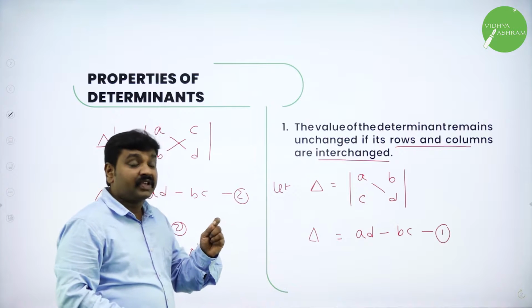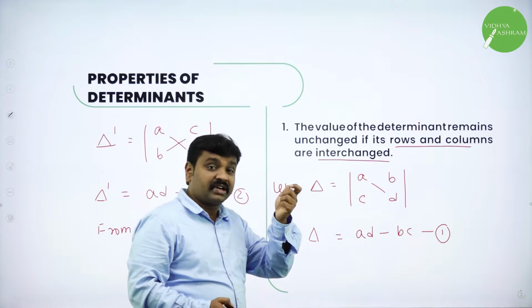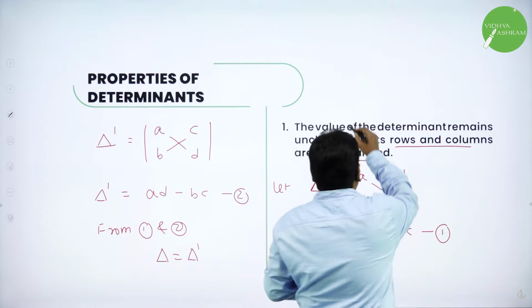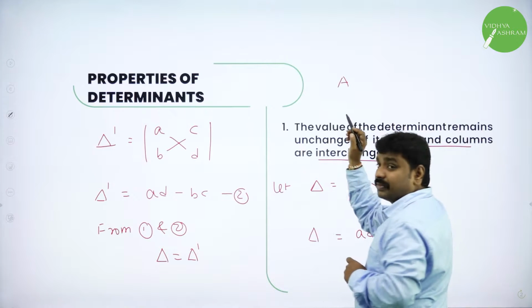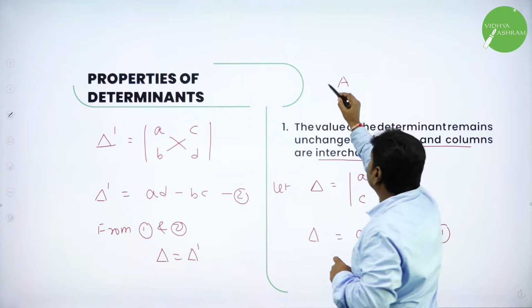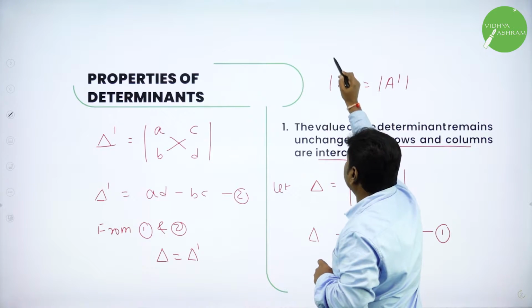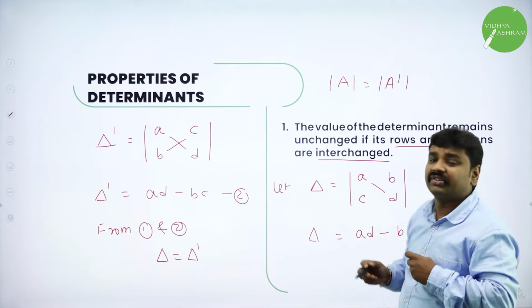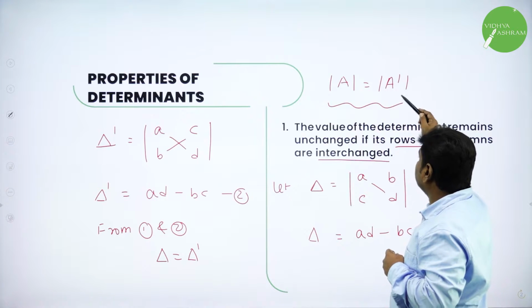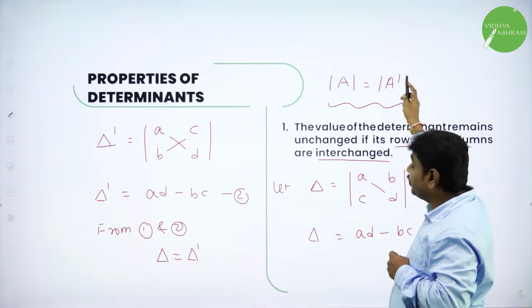Or we can say determinant of A is same as determinant of its transpose. Suppose if A is a matrix, then determinant A will be equal to determinant A dash for a square matrix. Determinant exists only for square matrix. So this is the property. Determinant of a matrix is same as determinant of its transpose.